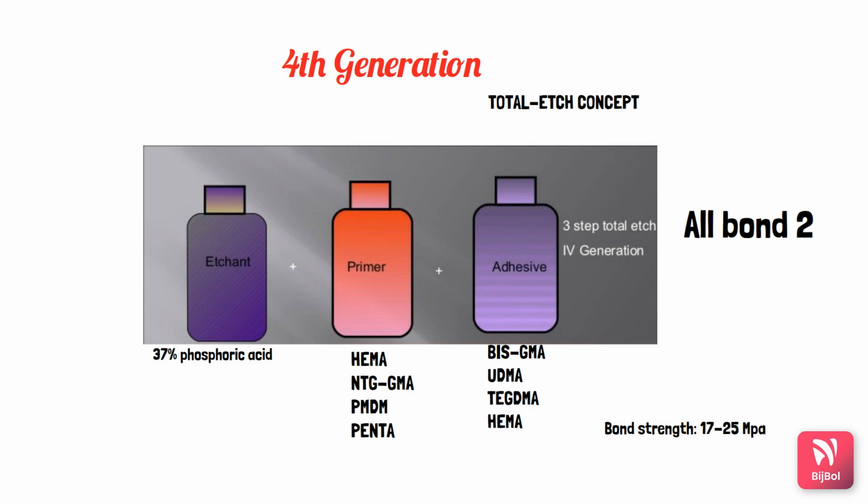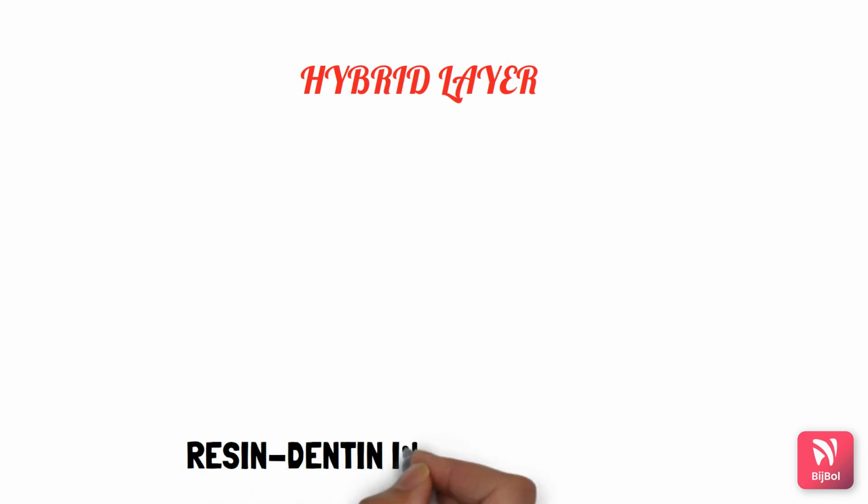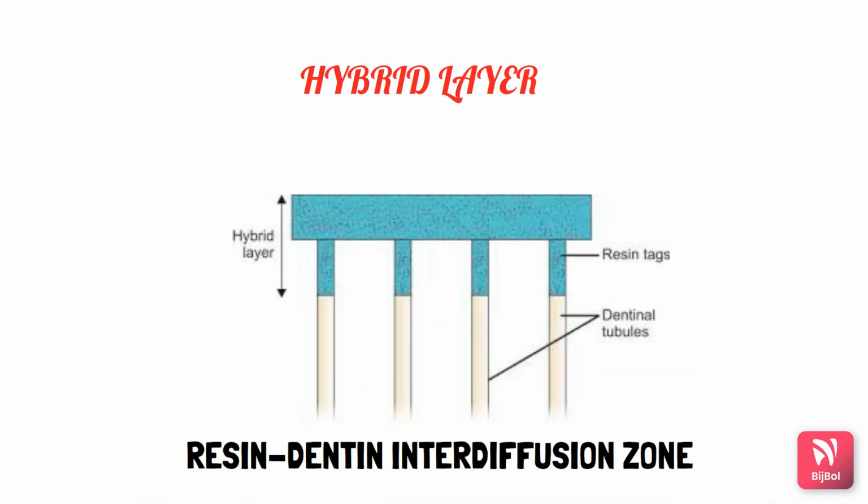Now we'll go to the hybrid layer. The hybrid layer is also known as the resin dentin interdiffusion zone, and it was introduced by Nakabayashi. This layer is formed by the interdiffusion of the low viscosity monomers into the exposed collagen network and the intertubular dentin to form the micromechanical bond with the dentin.